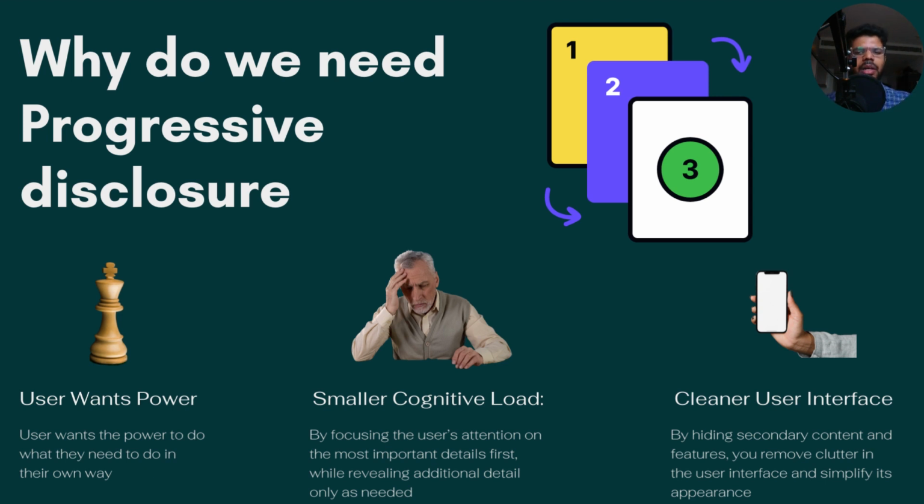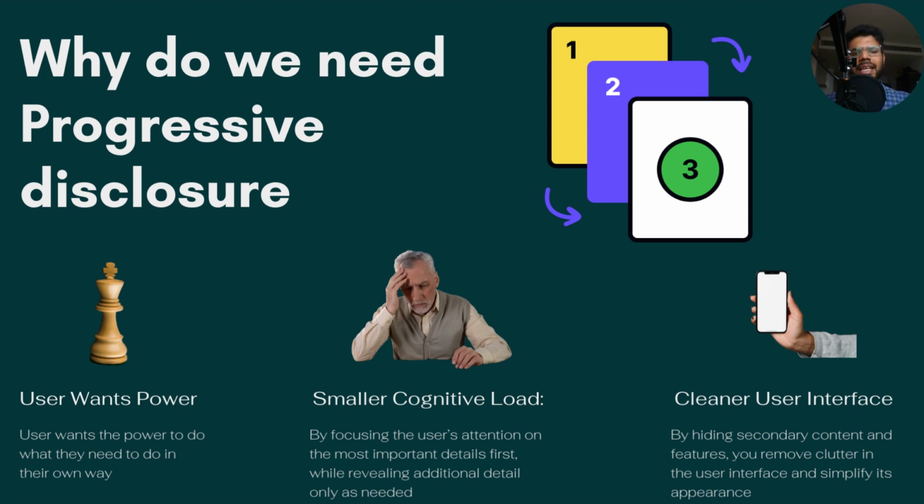Users want power. Users want the power to do things in their own respective way. Second, smaller cognitive load. By focusing the user's attention on the most important details first, while revealing additional details only when required, will help the user interface. Third, cleaner user interface. By hiding secondary content and features, you remove clutter on the user interface and you simplify its appearance, thus making it much more appealing and likely for users to continue using your application in the long run.